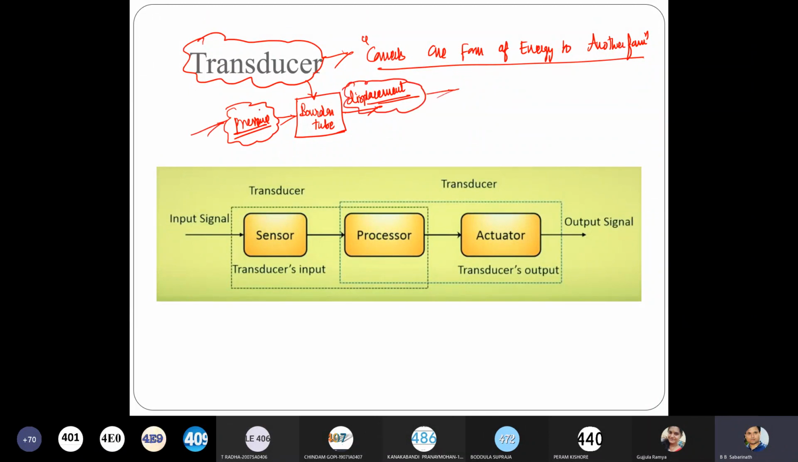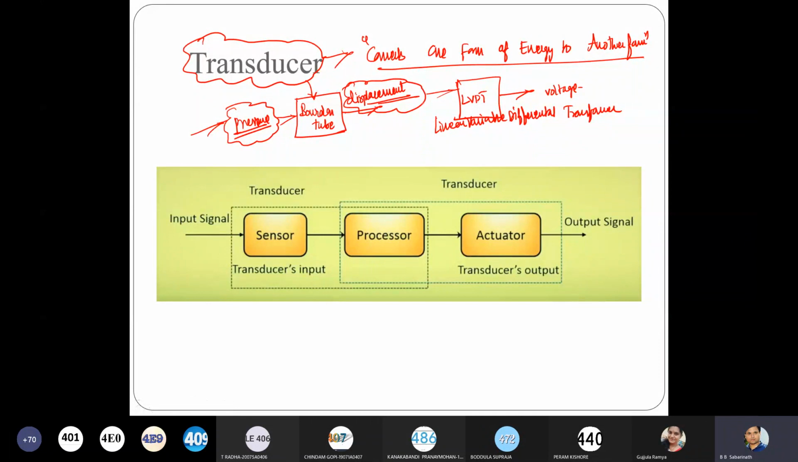Similarly, you may convert this pressure-to-displacement to another quantity. If you put an LVDT, a linear variable differential transformer, which is an electrical circuit, you can convert the displacement to voltage. So what is the general definition of a transducer? It converts one form of energy to another form of energy.